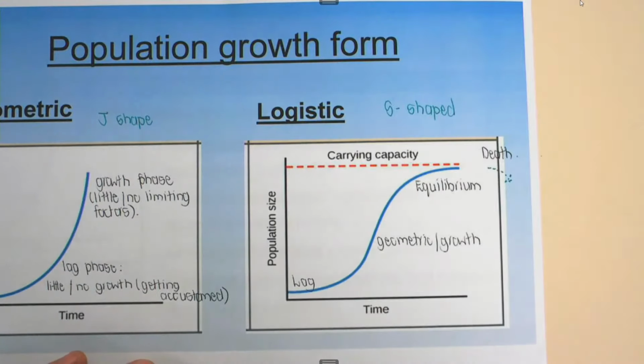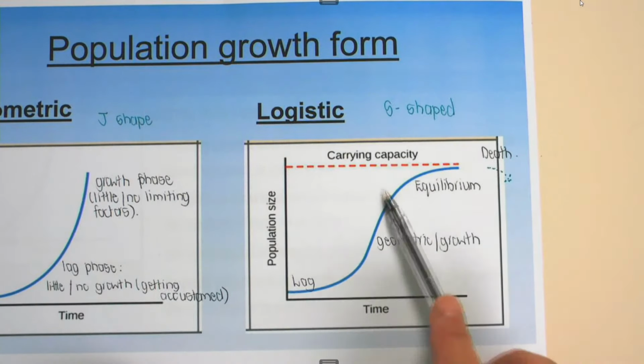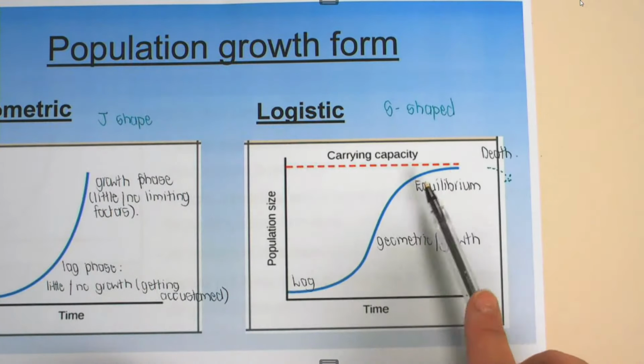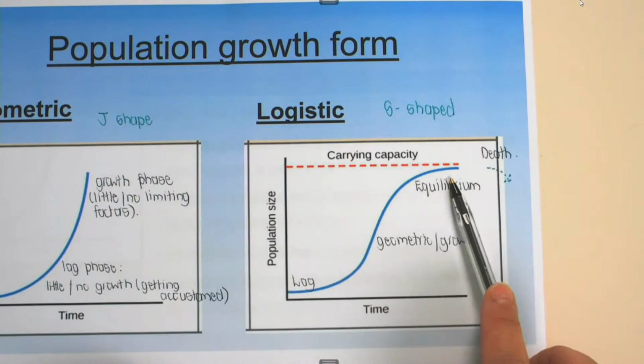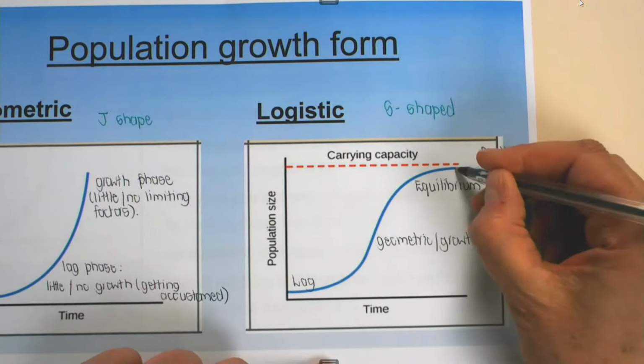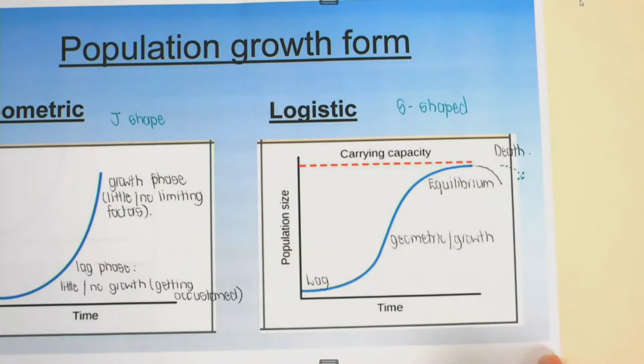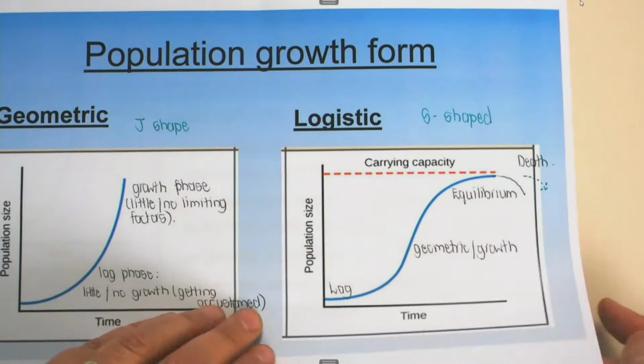What happens is that there's little or no growth because the organisms are getting used to the environment. Where are they safe? Where can they sleep? Where do they get food? Where do they get water? Who are the predators in the area? Then we have the geometric growth form where there's lots of growth, and then at some stage it will balance out. There will be an equilibrium, and then if the graph goes down like that, it means that they are dying. Those are the two growth forms here.